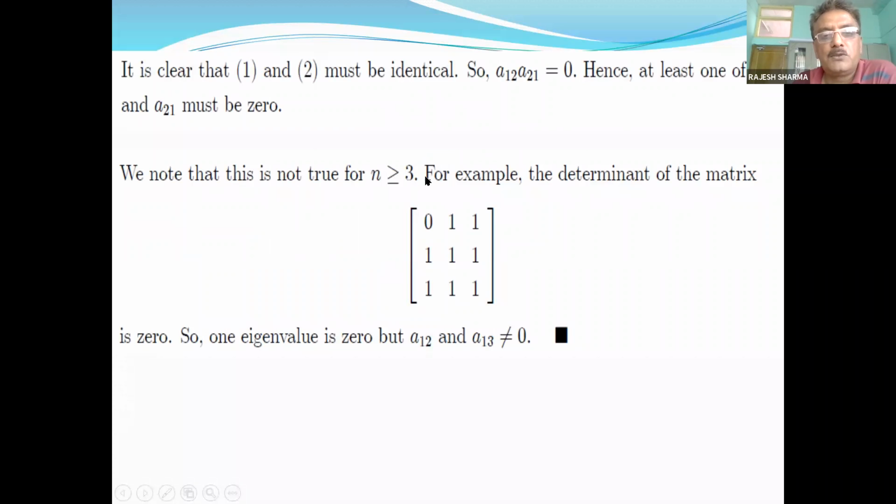But this is not always true when n is greater than or equal to 3. For example, we have this matrix. Determinant of this is 0 because these two are linearly dependent rows. So 0 is one of the eigenvalues. But note here that A12 and A13 are not equal to 0. Clear this question?